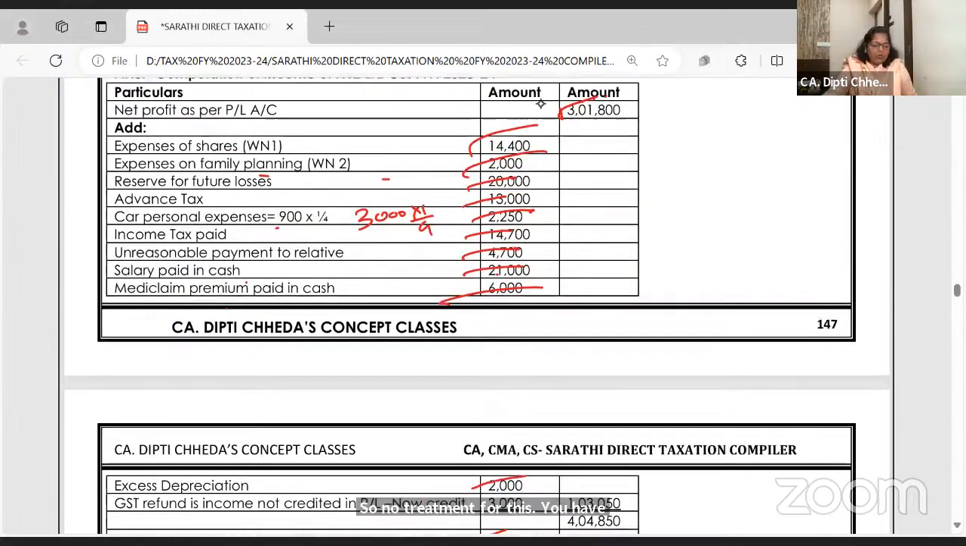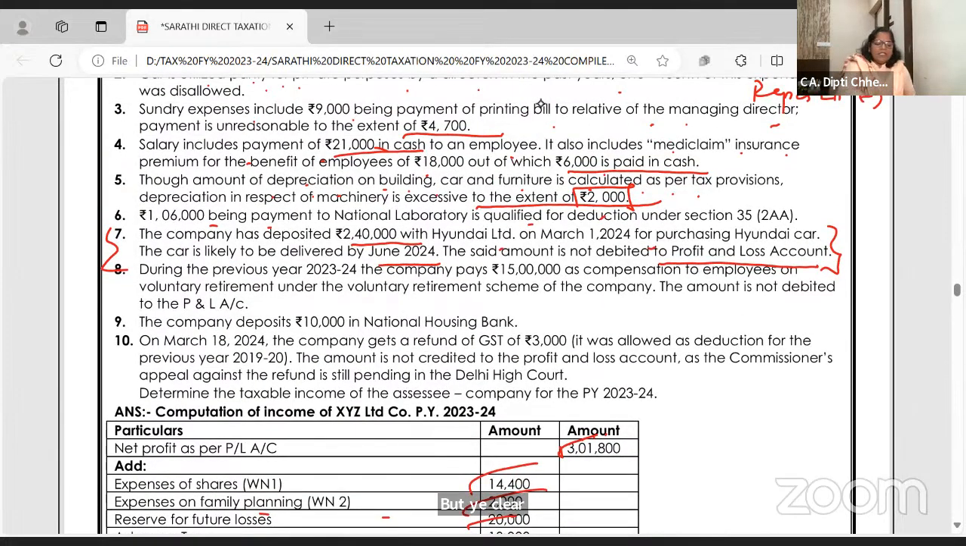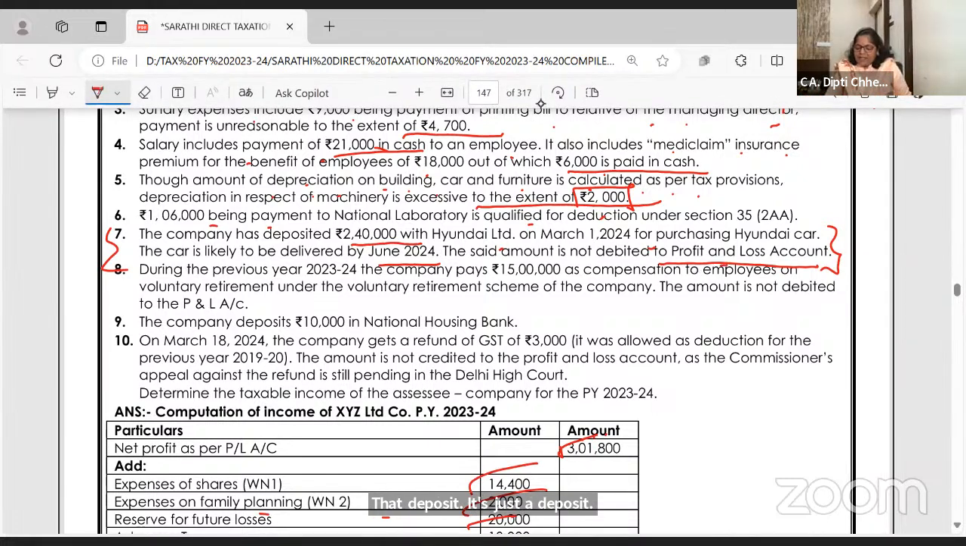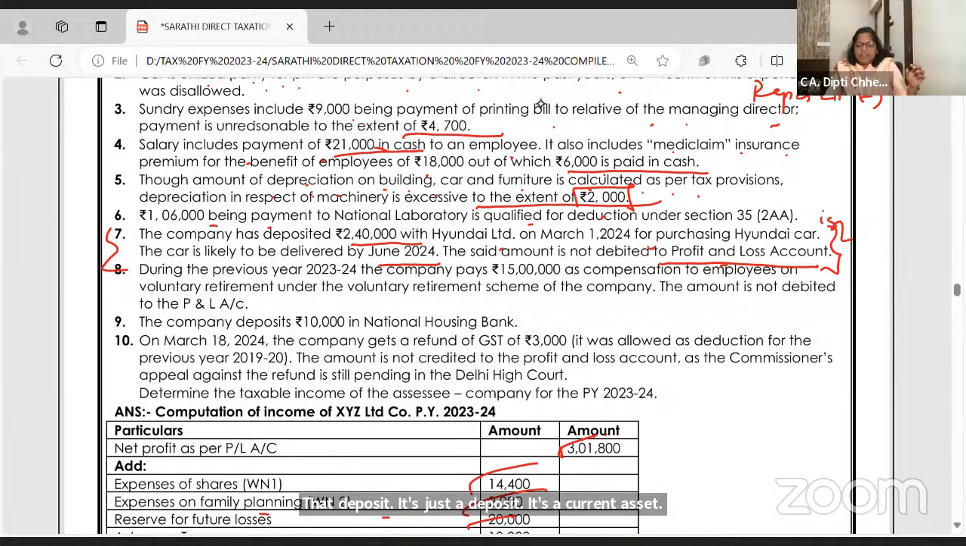Oh, I missed out writing the note here. But is the explanation clear to you? That deposit, it's just a deposit. It's a current asset. And they didn't debit it in P&L. So ignore. Neither do you have to add. I want to repeat. They have paid 2,40,000 deposit in advance for the car, which is a current asset. So why will they debit in P&L? If they purchase the car next year, they will debit depreciation. That will be seen then.